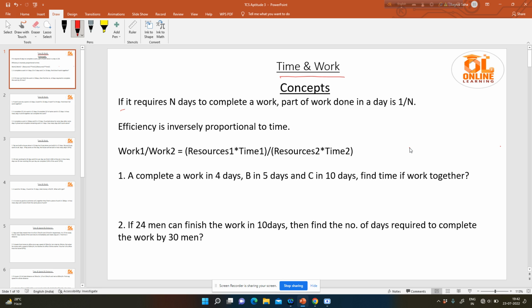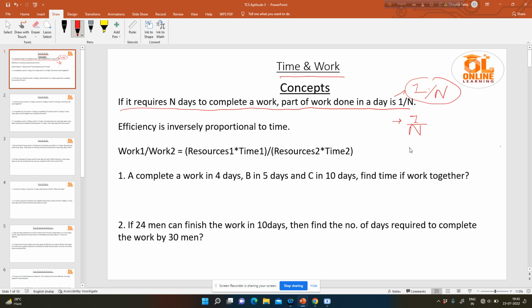If it requires n days to complete a work, part of work done in a day is 1 by n. This is a very important rule, and whenever we solve time and work problems, we will always convert it into 1 by n. We will get to know more about this when we solve our questions.